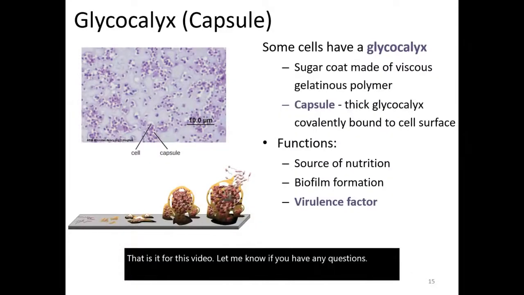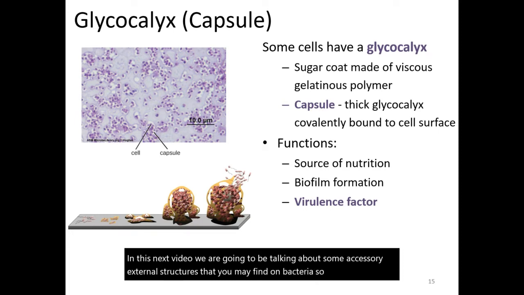In this next video, we are going to be talking about some accessory external structures that you may find on bacteria. An accessory structure means that the bacteria does not need to have this structure in order to survive. So some may have these structures, some bacteria may not, okay? Because they're external structures, that means we find them outside of the cell, okay?